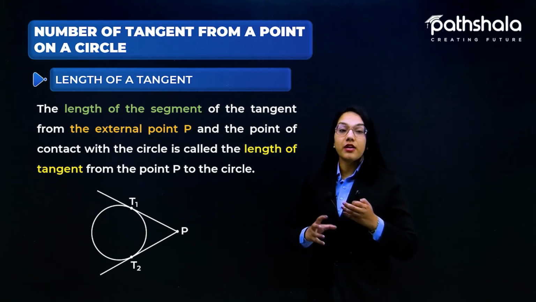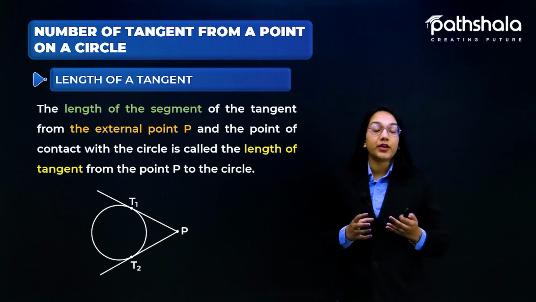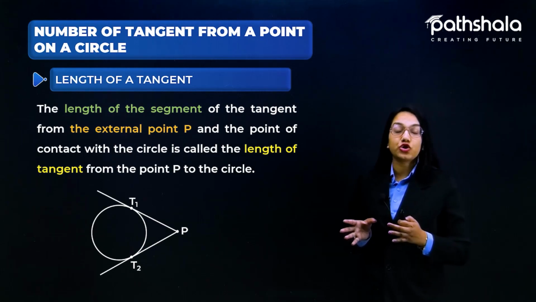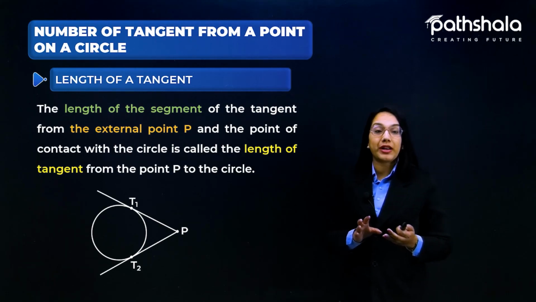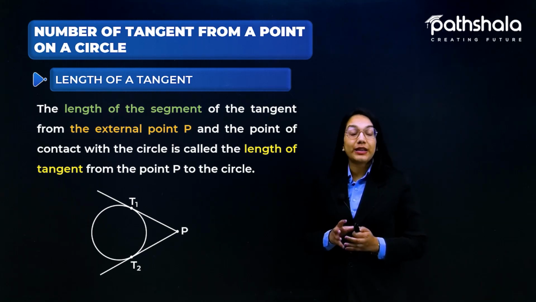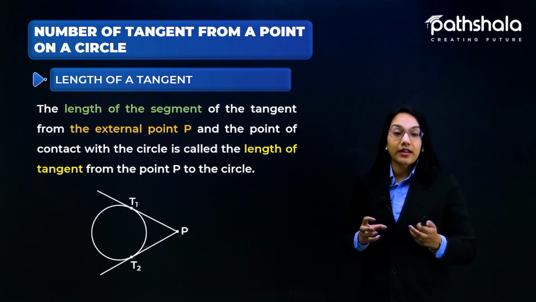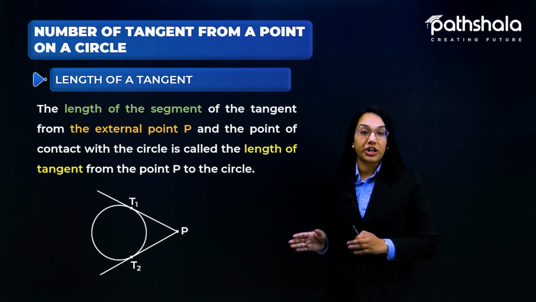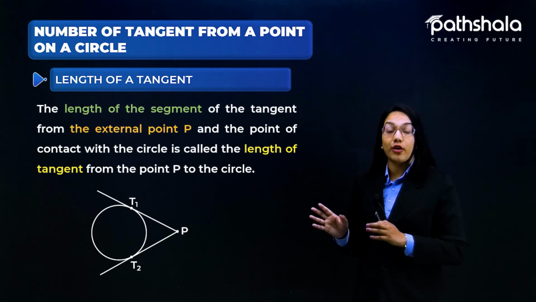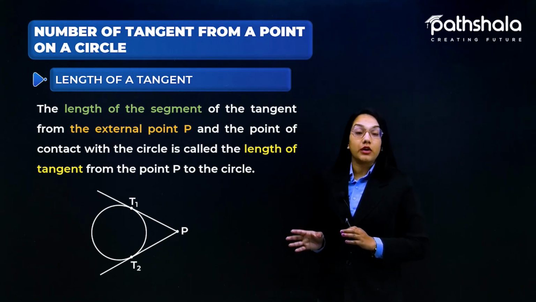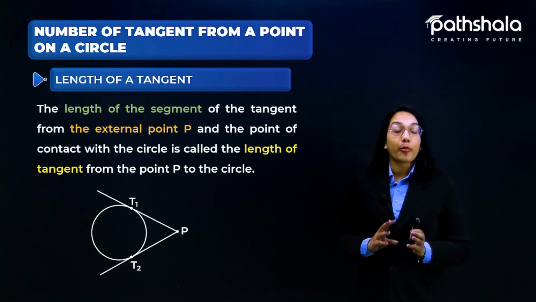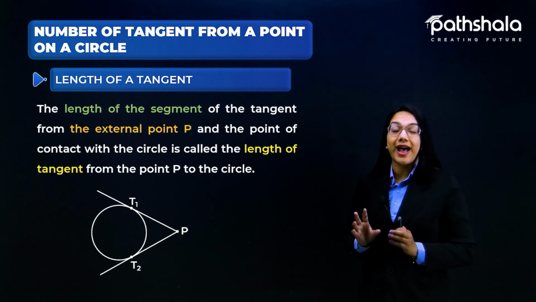Now there are various other properties related to these two lengths of the tangent, or these two tangents, that is PT1 and PT2. Let's see what properties are common to these two tangents. I hope the concept of length of tangent is all clear to you. Now let's move on further towards the properties related to PT1 and PT2.